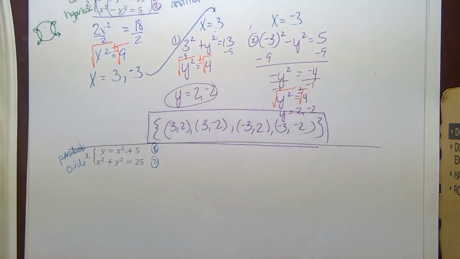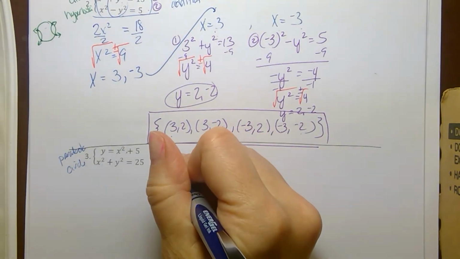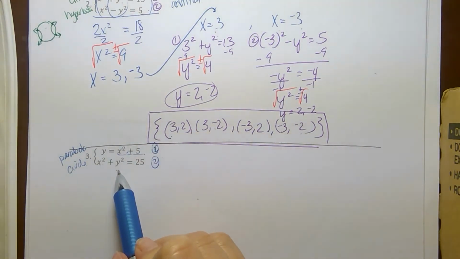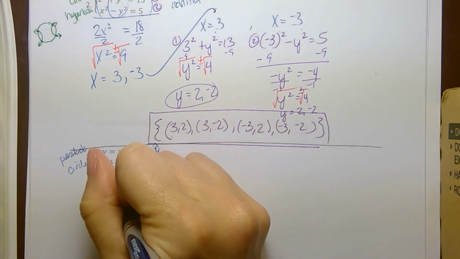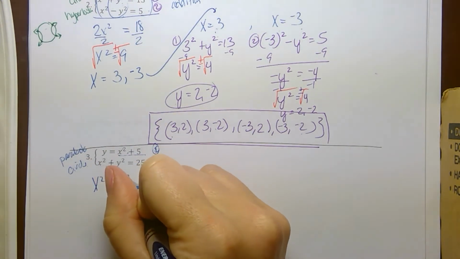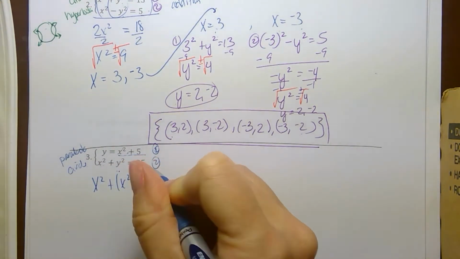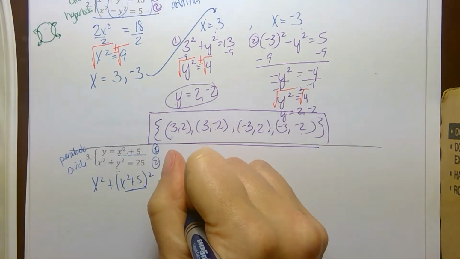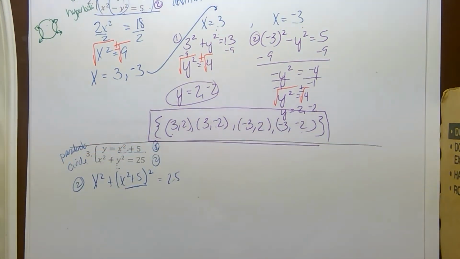I'm trying to think about which would be the best way to show you. If I do substitution, I end up with an x to the 4th term, which is not really a problem. You know what? Let's go ahead and do the substitution. So I'm going to take x squared plus 5, and I'm going to substitute it in for y into my second equation. So this would be x squared plus, and then I've got x squared plus 5 squared, because y squared equals 25. That's my second equation.